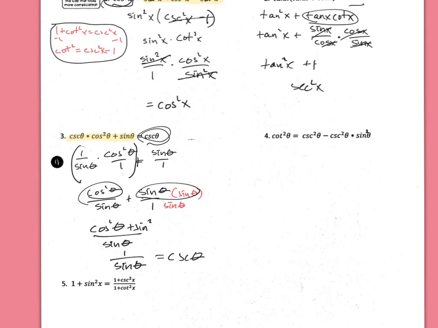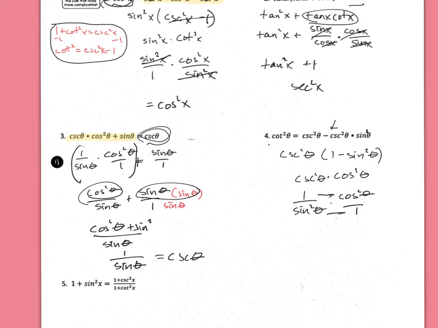Let's see, number 4. I'm going to work this right-hand side. It looks like problem number 1, really, where we're going to factor, because they both have a cosecant squared. So we're left with 1 minus sine squared. Your Pythagorean identities: 1 minus sine squared is cosine squared, and this is obviously cosecant squared. Switching everything to sine and cosine, 1 over sine squared times cosine squared over 1. Straight across the top, straight across the bottom. Now keep in mind, this is where we're going. We're trying to get cotangent squared.